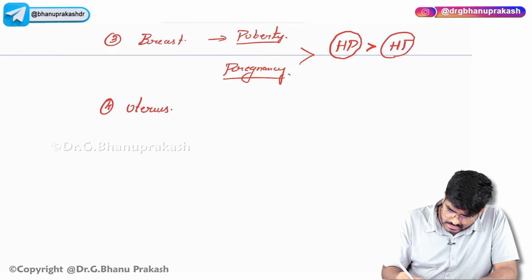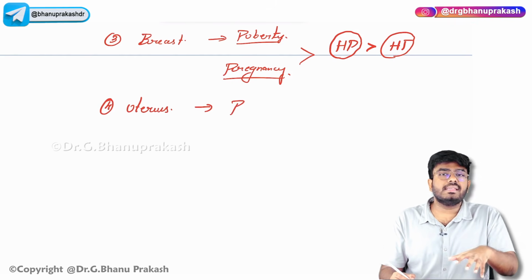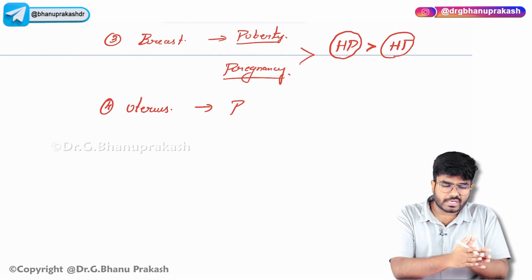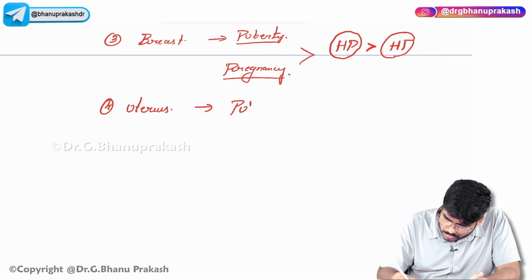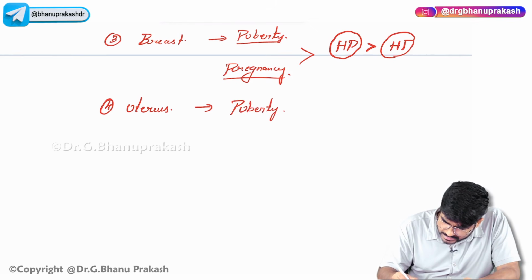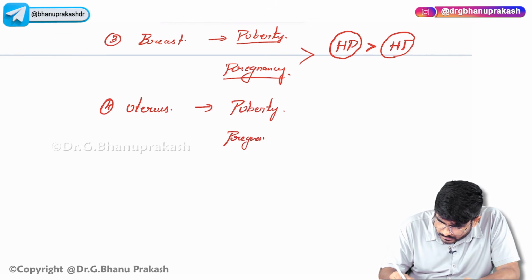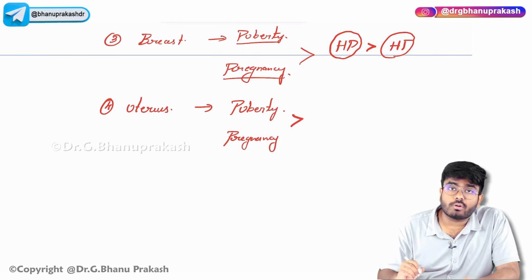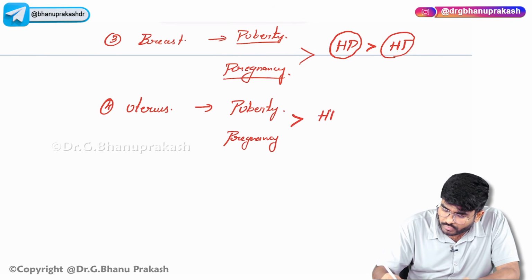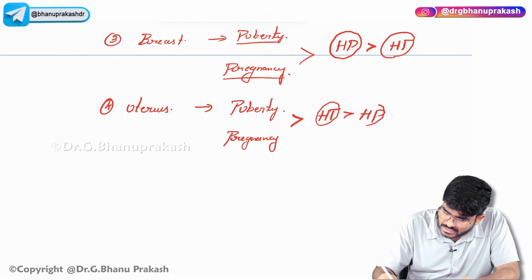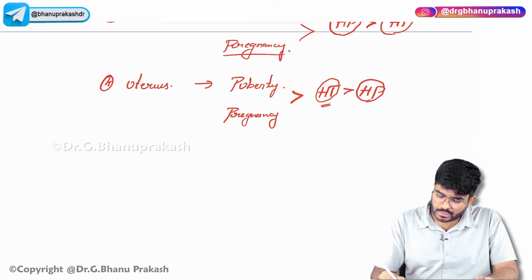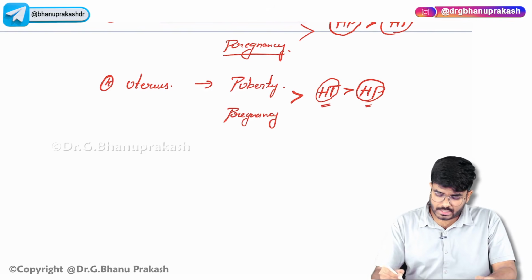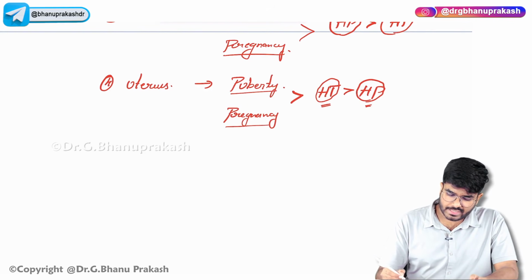If you talk about the uterus, same. The uterine size increases with age, from a child to puberty and reproductive age. During puberty as well as pregnancy, the uterus size increases, no doubt, but mainly because of hypertrophy. Hypertrophy is more than hyperplasia. Here both hypertrophy and hyperplasia happen, but hypertrophy is more predominant than hyperplasia in the uterus during puberty as well as pregnancy.